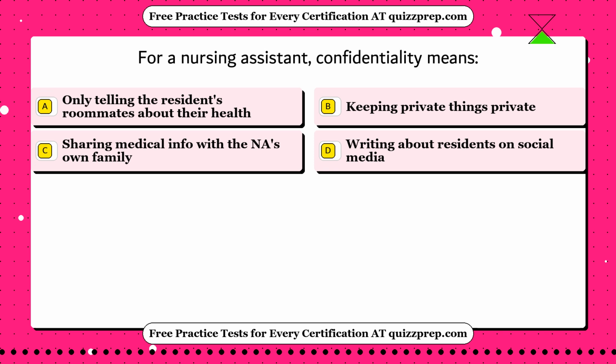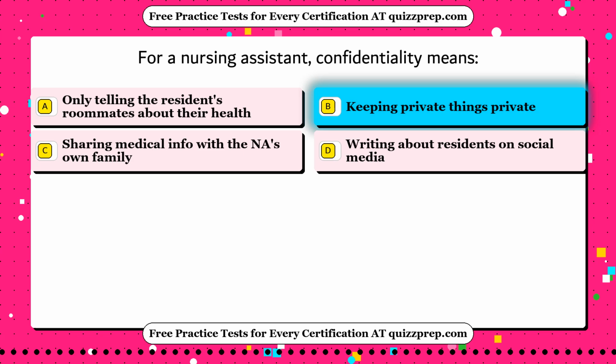Question 60. For a nursing assistant, confidentiality means: Option A, only telling the resident's roommates about their health. Option B, keeping private things private. Option C, sharing medical info with the NNAAP's own family. Option D, writing about residents on social media.